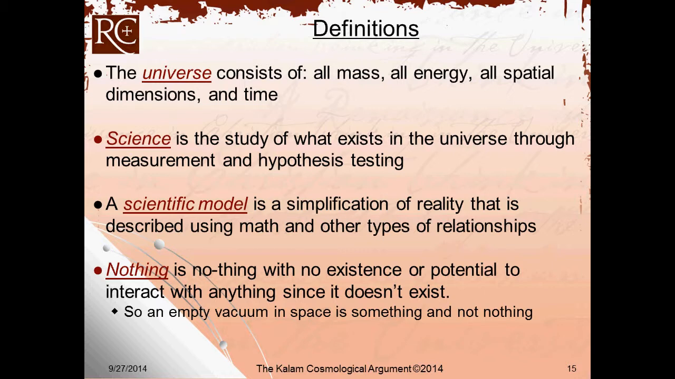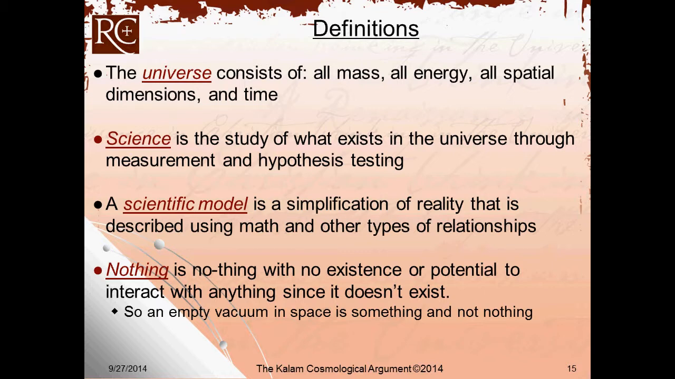Science is a study of what exists in the universe through measurement and hypothesis testing. Related to that, a scientific model is a simplification of reality that is described using math and other types of relationships. An important definition here is for the word nothing, because the word nothing can actually mean something if we're not careful. And that's a problem with some scientists who talk about arguments like the Kalam. They use the word nothing when they actually mean something.